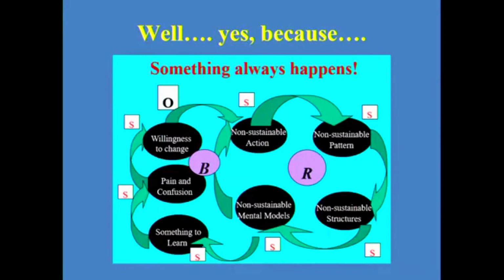Something to learn, we call that something always happens. Something to learn happens. Pain comes from that. Willingness to change increases, and then the non-sustainable action can be decreased.